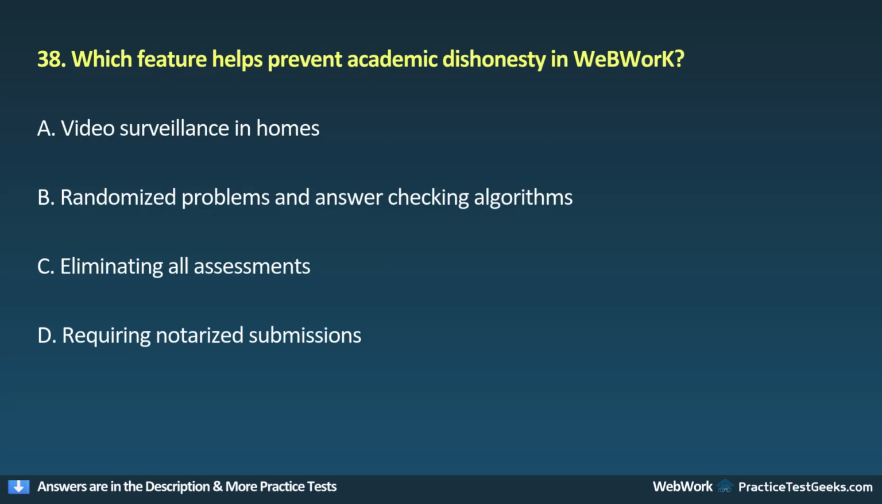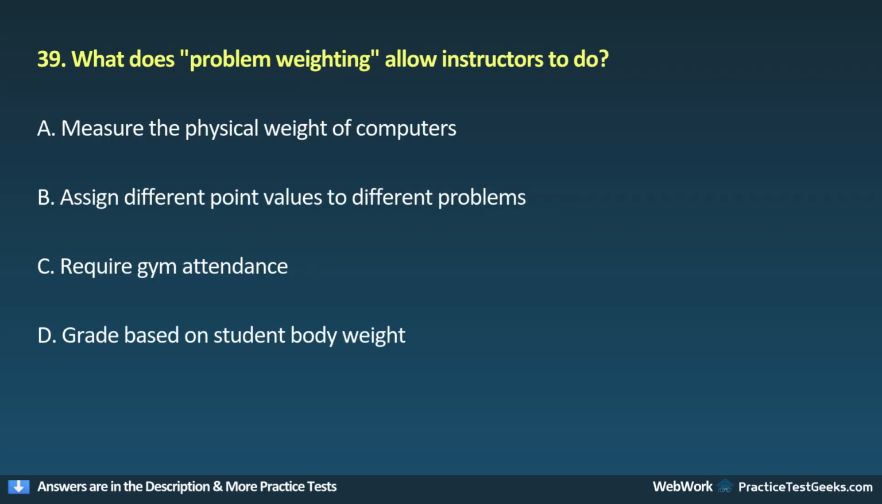38. Which feature helps prevent academic dishonesty in WeBWorK? A. Video surveillance in homes. B. Randomized problems and answer checking algorithms. C. Eliminating all assessments. D. Requiring notarized submissions.